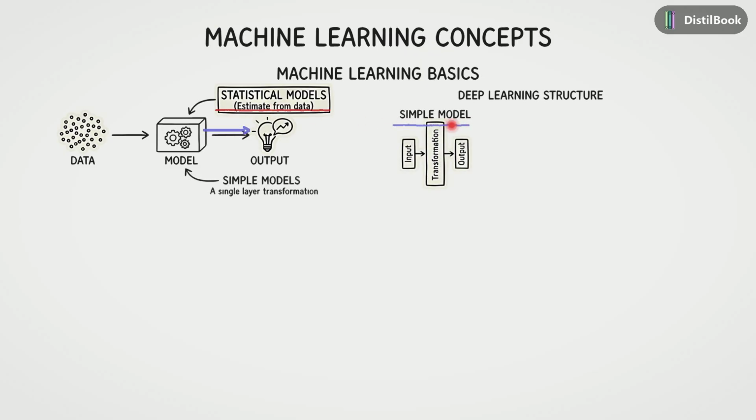Now, consider the structure of these models. A simple model might consist of just one layer of transformation: input, process, output. But deep learning is different. In deep models, we don't just transform the data once.